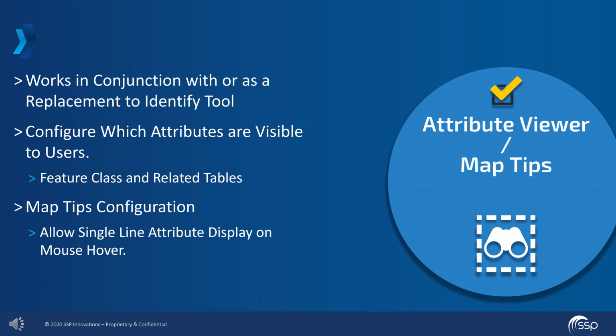Attribute Viewer is a popular tool in GoSync Mapbook that allows admins to configure targeted subsets of related features and attributes to display to the user on a selection. So it's really a more focused identify tool. Now this tool has been reimagined from MIMS 2020 and it's accompanied by a configuration user interface that includes highlighting single layer attributes as map tips on hover.